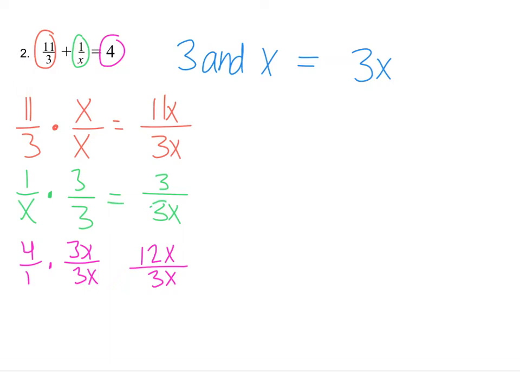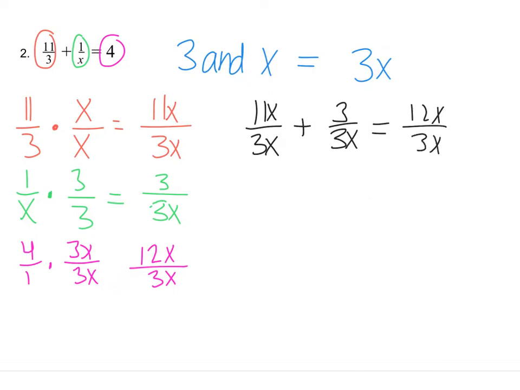So let's rewrite all these. So the red one was first, so let's do 11x over 3x plus the second one is 3 over 3x. And we want that to equal 12x over 3x. Right, so now this is the part that can kind of make or break us right now.